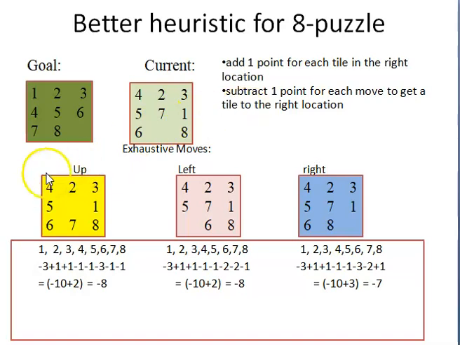So for example, here we can see that currently the tile 4 is in the first place, but in the goal it should be in the first place of the second row. So what is the distance? A distance of 1 tile is there. So as we can see here, this is for 1, 2, 3, 4. For 4, we have placed a value of -1.